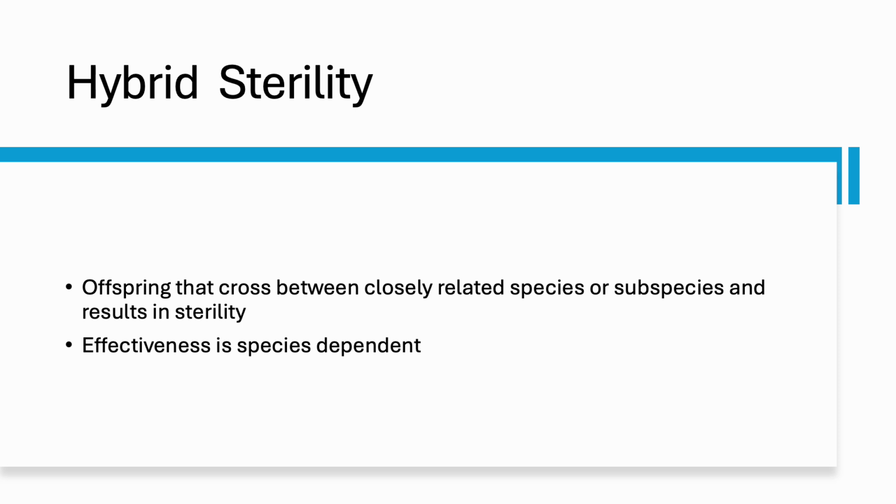Hybrid sterility is the process in which offspring that cross between closely related species or subspecies become sterile. This phenomenon occurs in several medically important insect groups such as mosquitoes and tsetse flies. However, the effectiveness is species dependent.